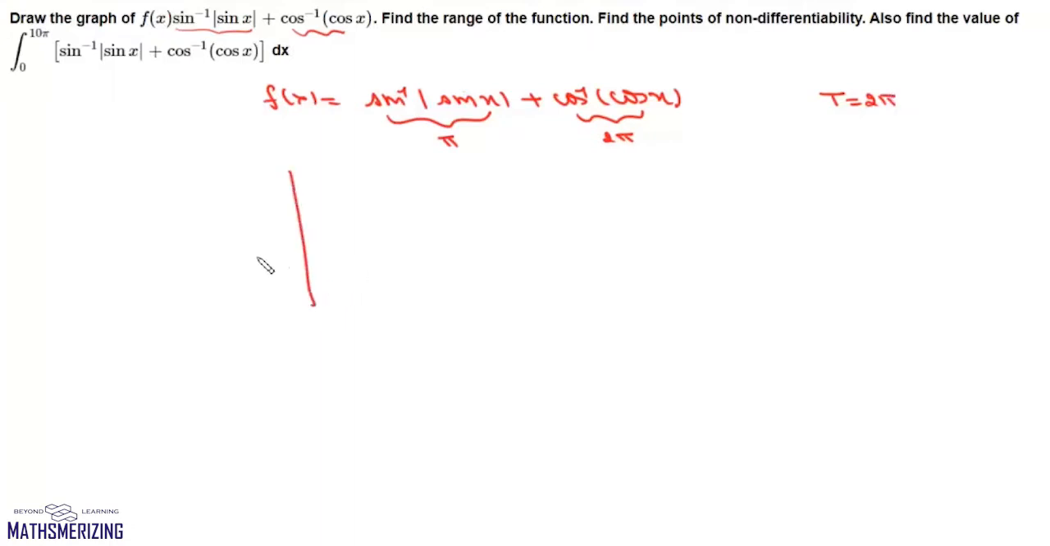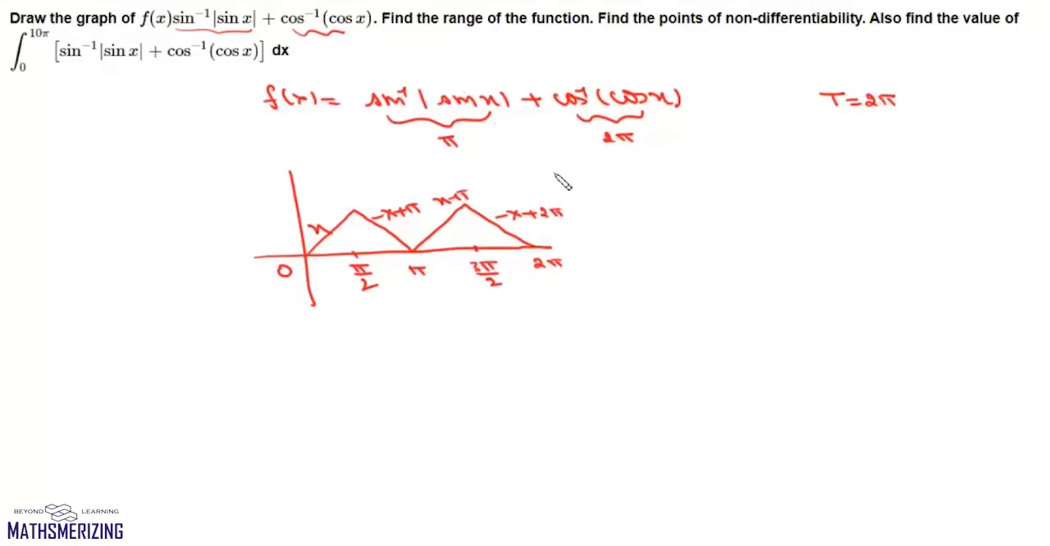Now we'll recall the graph of sin⁻¹|sin x|. We know that this graph is, from 0 to π/2, x; from π/2 to π it is −x + π; from π to 3π/2 it is x − π; and then from 3π/2 to 2π it is −x + 2π. So this is the graph of y = sin⁻¹|sin x|.